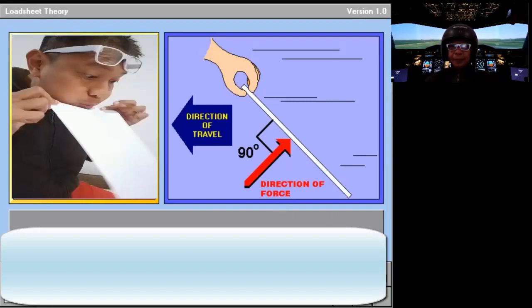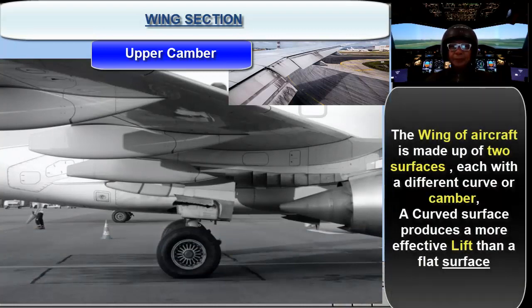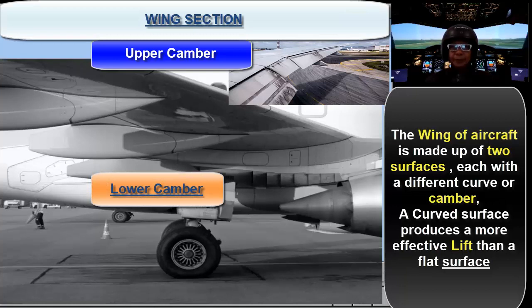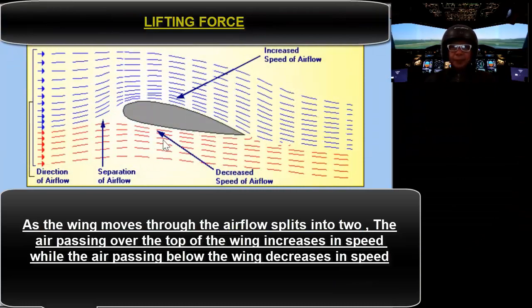You can see the direction of forces here. And the aircraft wing, you can see here, is made of two surfaces, each with a different curve or camber. A curved surface produces a more effective lift than a flat surface. This is the lifting force.